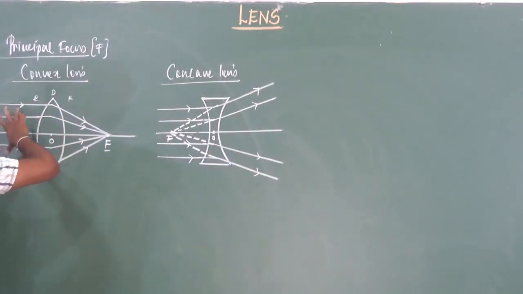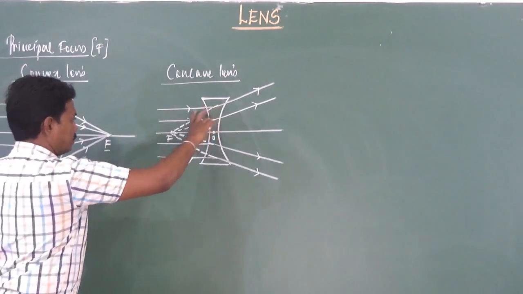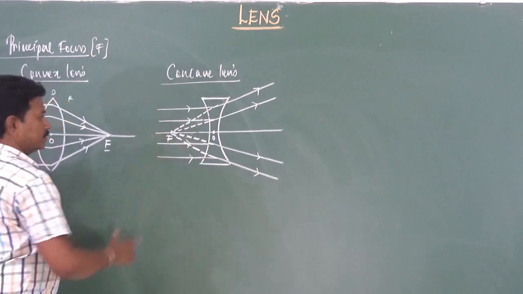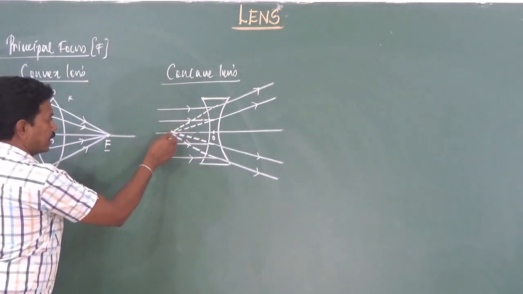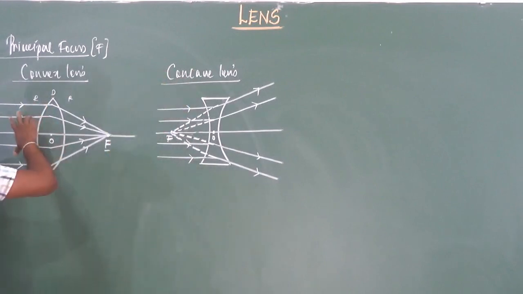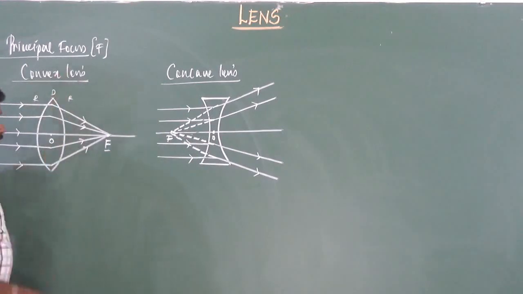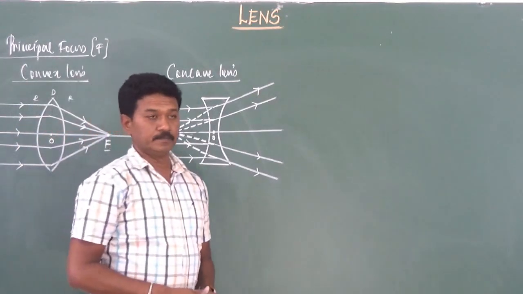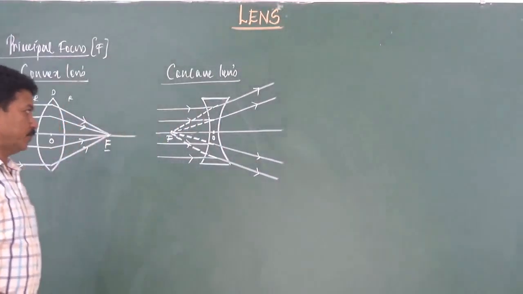So here the light rays actually meet at this point after refraction. Here the light rays appear to meet at a point on the principal axis. Appearing to meet on the principal axis happens in a concave lens, and the actual light rays meeting at a point on the principal axis happens in a convex lens. So let us go with the next point, that is focal length.